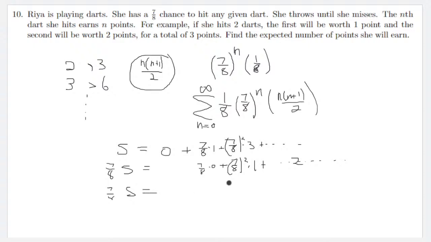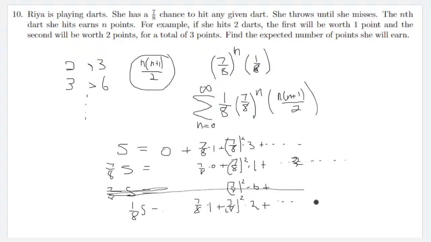Equals 7/8 squared times 0 plus... Oh, sorry, my bad. I forgot a step. So we'll subtract these. So if you subtract these, 1/8 s becomes 7/8 times 1 plus 7/8 squared times 2 plus so forth. So now you have an arithmetic sequence here. So it's slightly nicer. So now we repeat the same process. Just multiply this quantity by 7/8 and then subtract again.